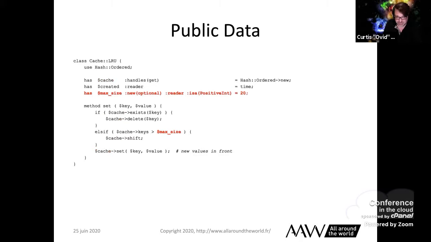We've got this max size, which is an optional value. I can specify the number of elements I'm allowed to have in my cache, and it's optional to be passed to the constructor. I've got a reader, so now you can read how many elements are allowed. We assert a type, which is a positive integer. And then you can see I use it later on in the method where I'm gesturing at my screen, and you can't see that.